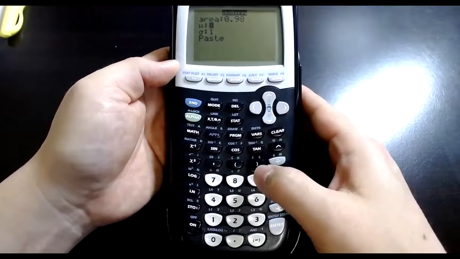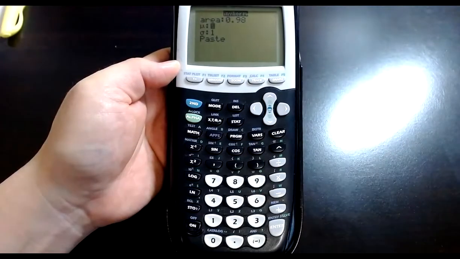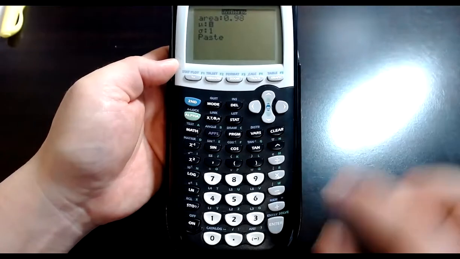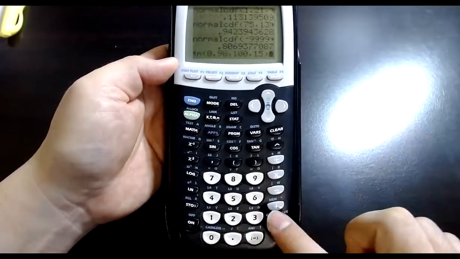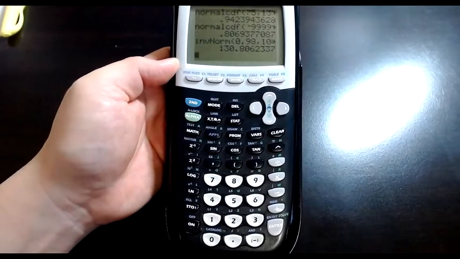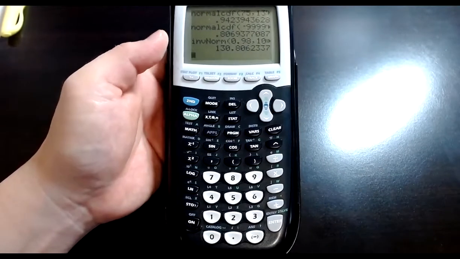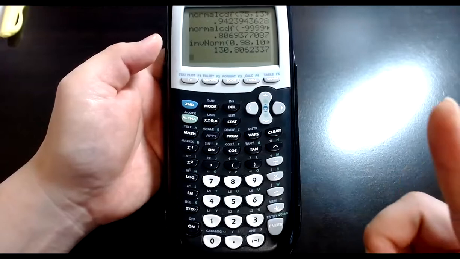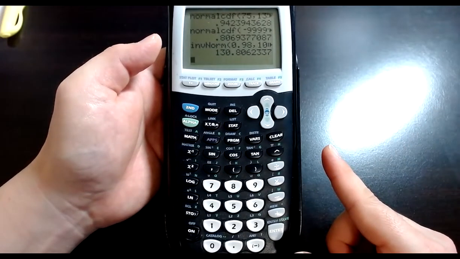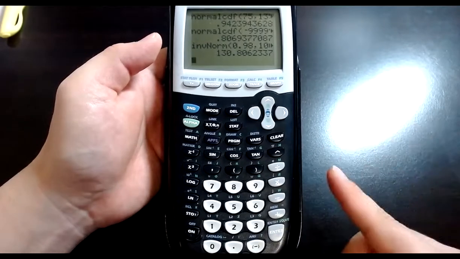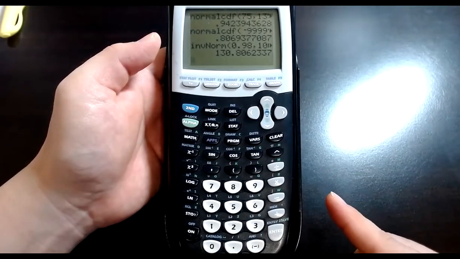Okay, mu is 60. In this problem, mean is 100, right? Sigma is 15. Paste. So we're going to get 130.8. That's the x value, which is the 98th percentile. Okay.